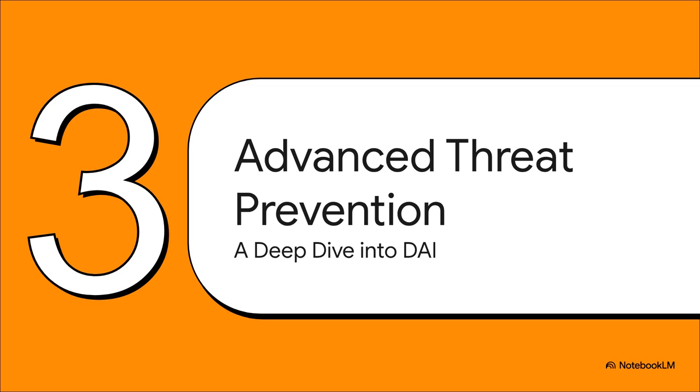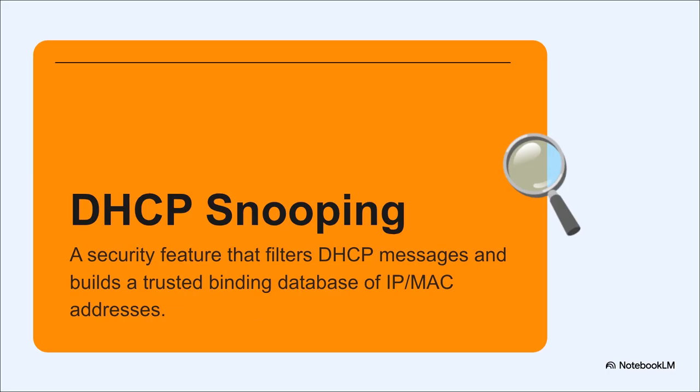Now, let's zoom in on our most advanced shield. This is the heavy hitter, Dynamic ARP Inspection, or DAI for short. This is the precision weapon we're going to use to stop those dangerous ARP spoofing attacks dead in their tracks. But here's the thing, DAI can't work alone. It needs a sidekick. First, we have to turn on a feature called DHCP snooping.